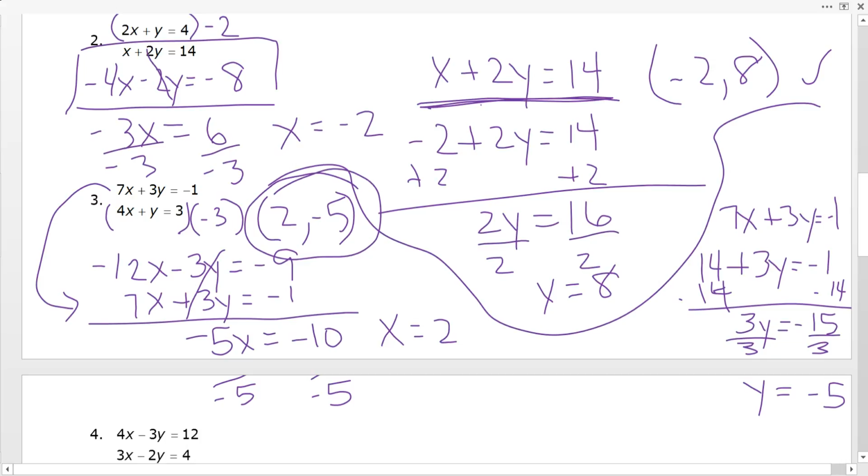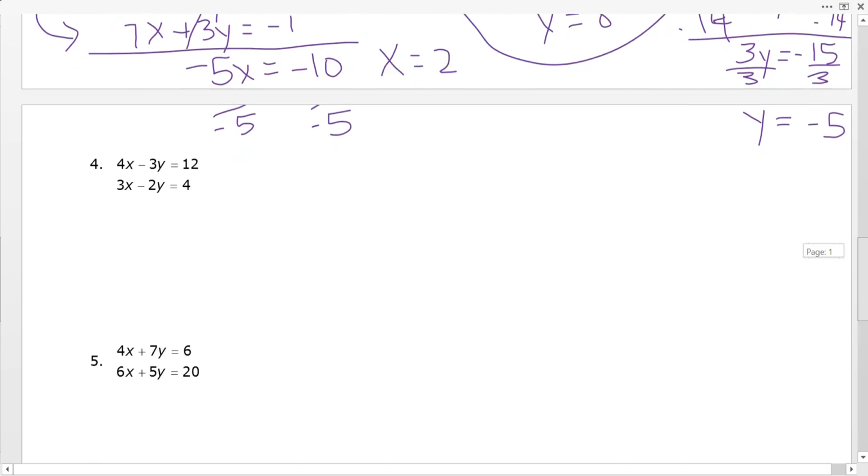I make a big old mess. And if I put in 7 times 2 is 14, and 3 times negative 5 is negative 15, so I have 14 minus 15 is negative 1. 4 times 2 is 8 minus 5, so 8 minus 5 is 3. It checks out, so it's correct.